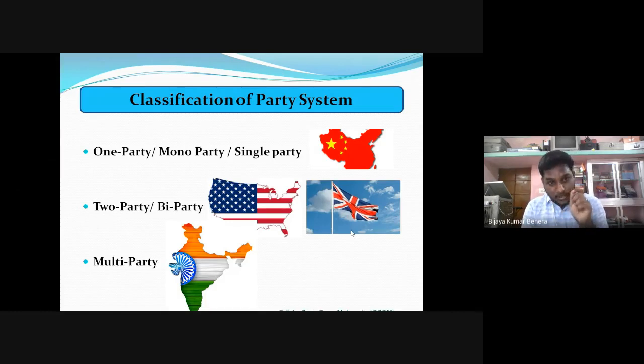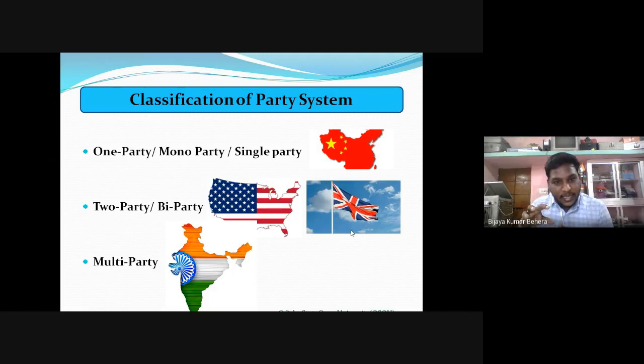And next merit, one of the most important merits, is that it is less expensive. In a one party system there is less expense. If we compare it with a multi party system, it is easy to understand. In a one party system, as I have told you, it is less expensive.